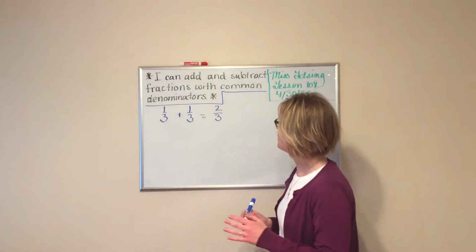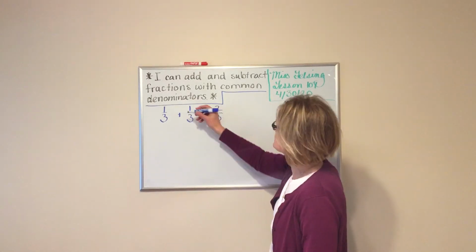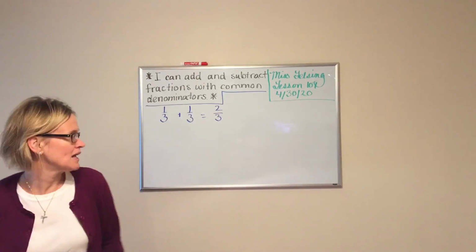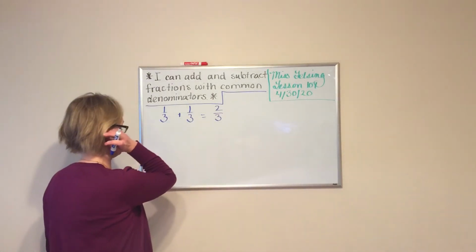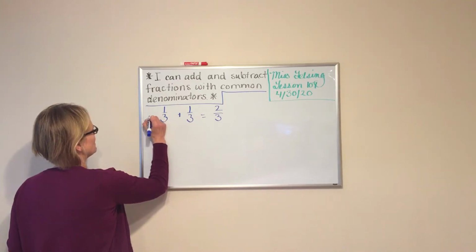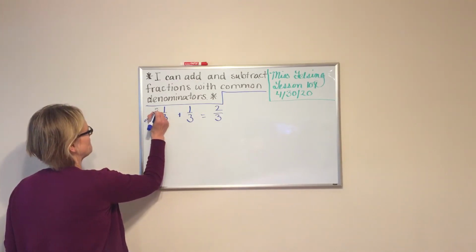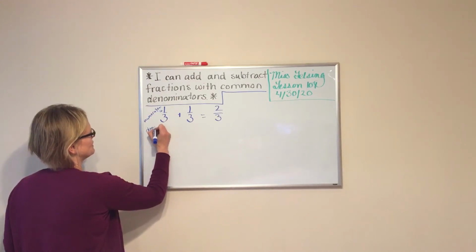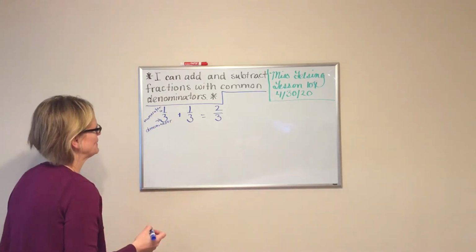So it says on here, common denominators. Well, let's just review, first of all, the names of these numbers on a fraction. So we know here we have the numerator, and here is the denominator. Denominator is the number on the bottom.